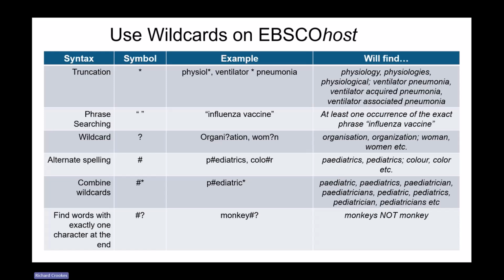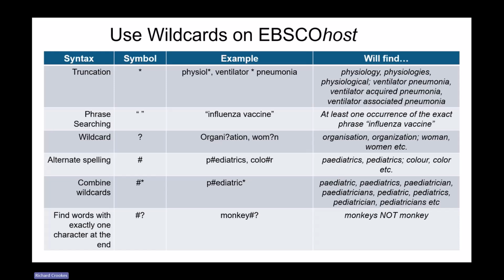So if you want to search for physiology or physiological, then you could simply place this asterisk after the L and find all three variations. You can also place the asterisk between terms as well. So if you want to look for ventilator and pneumonia, ventilator acquired pneumonia, and ventilator associated pneumonia, just simply put ventilator asterisk pneumonia in the search box, and you can run a search for all three of those phrases, as it's where the condition is rendered differently.